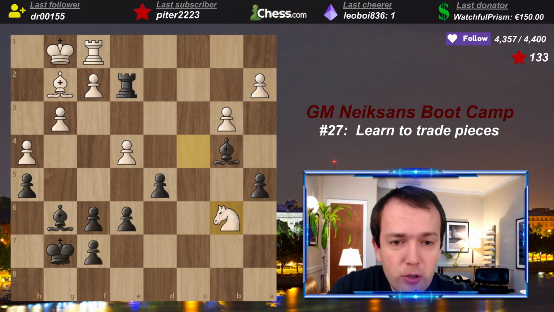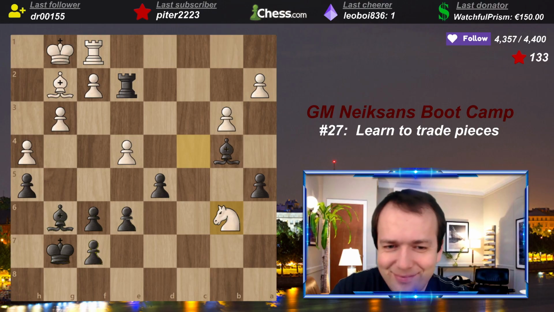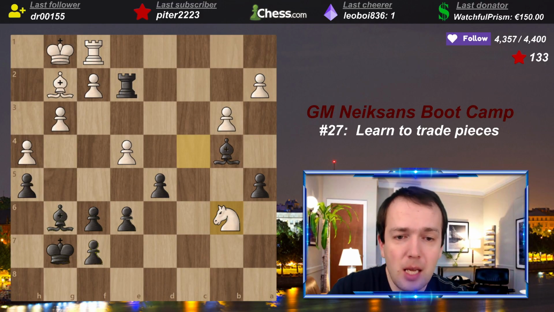When I saw this position, my first thought was take with the pawn. Why not simplify? The game is still not over. Do we need to simplify? Again, remember, the option to simplify is always there. It doesn't mean we have to do it. Yeah, bishop e4 is completely fine. But the way I'm looking at this position is, what is this bishop on g2 doing?